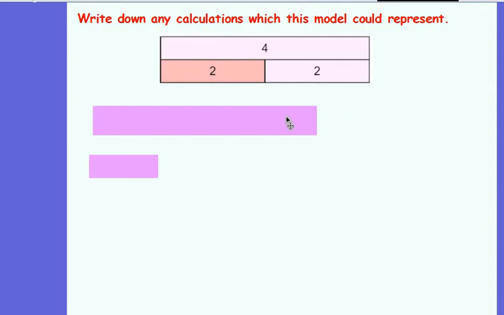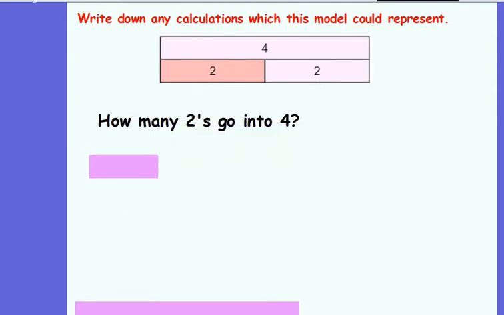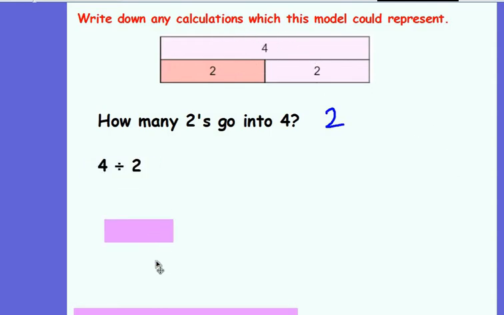Okay, so the calculation I thought this model could represent would be how many 2's go into 4. I've said here's 4 as my big bar. How many little 2 bars can I get within 4? And the answer would be 2. I can get 2 lots of 2 bars within my 4. So 4 divided by 2 is going to give me 2.